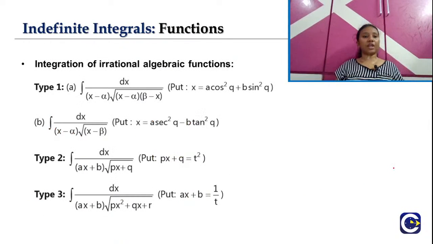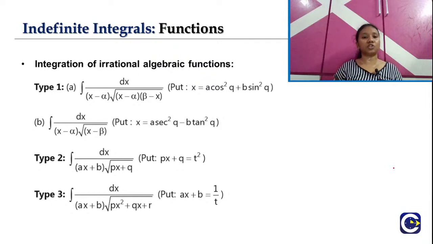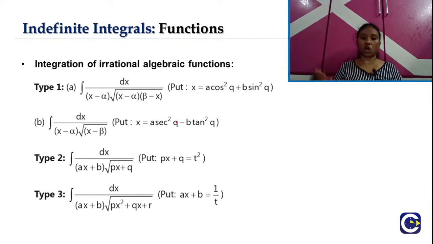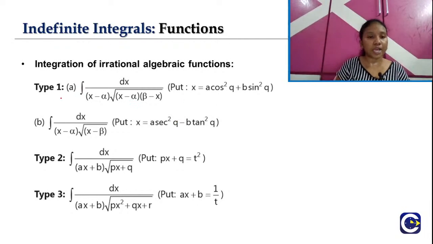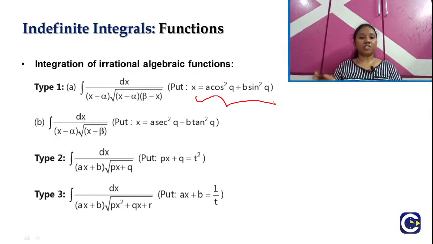Here we have some specific types of irrational algebraic functions, where you have the corresponding substitutions and how to solve them further. Here comes type 1, where you have the integral of the form dx by x minus alpha root over x minus alpha into beta minus alpha. There your substitution in place of x will be a cos square theta plus b sin square theta.